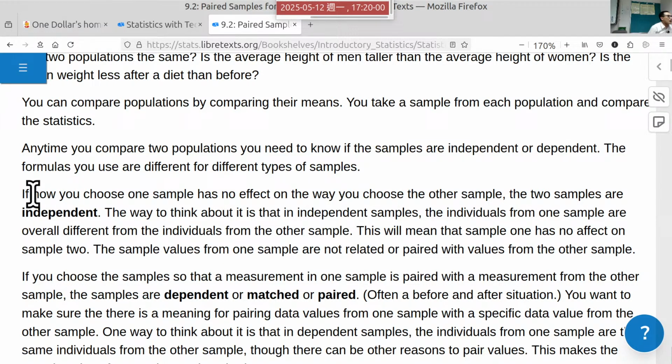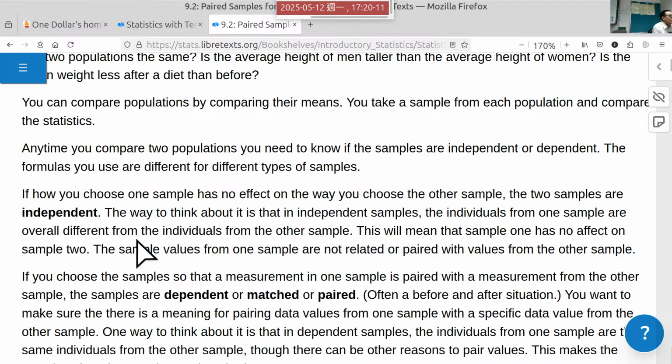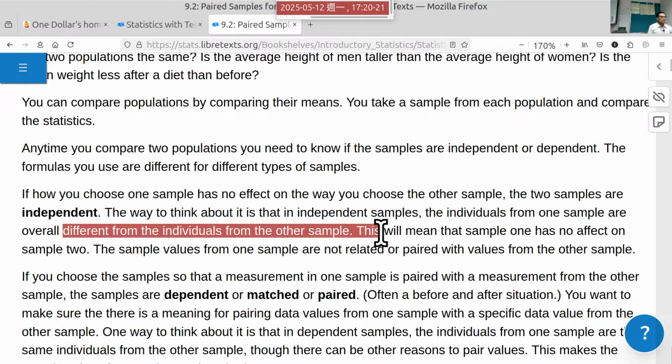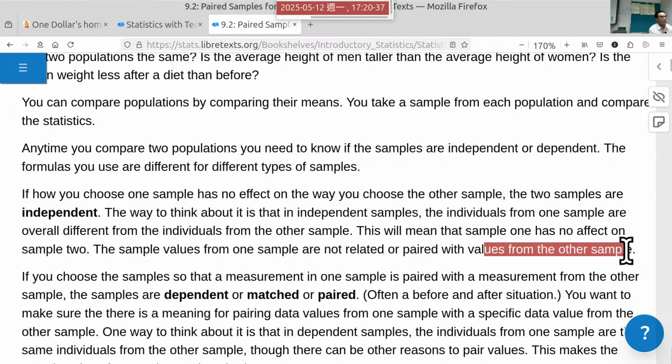Okay, if how you choose one sample has no effect on the way you choose the other, those two samples are independent. The way to think about it is that with independent samples, the individuals from one sample are overall different from the individuals from the other sample. This means that sample 1 has no effect on sample 2. The sample values from one sample are not related or paired with values from the other sample.